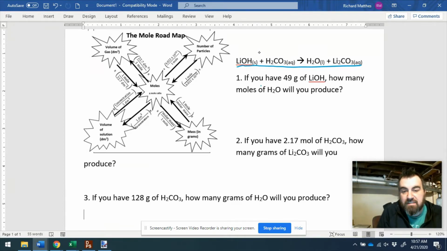So the first one says, if you have 49 grams of lithium hydroxide, how many moles of H2O will you produce? Well, we have to do a couple of things before we start this problem. First, we have to make sure that our equation is balanced. So we look up here and we start to do some balancing.